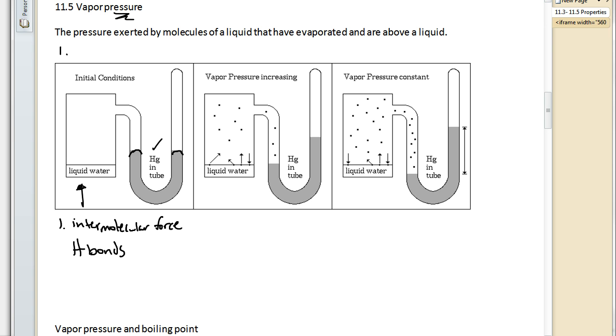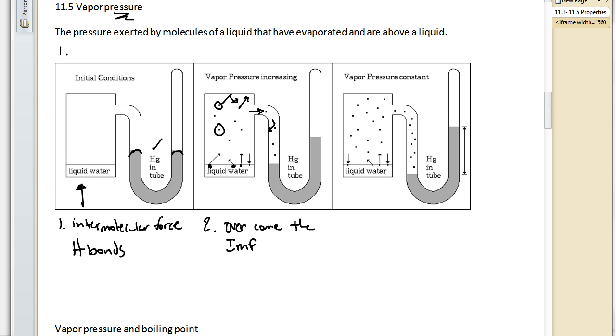Now, some of those molecules, and we're over here in number 2, some of these molecules have enough kinetic energy. And if they have enough kinetic energy, they can overcome the intermolecular forces, and they can break free. So you see some of these breaking free, that right there at the surface, there's one there, and there's one there. They're breaking free. And now we've got these guys up here, and they're bouncing around, and some of them have even gone into this little tube and are bouncing around inside this tube.